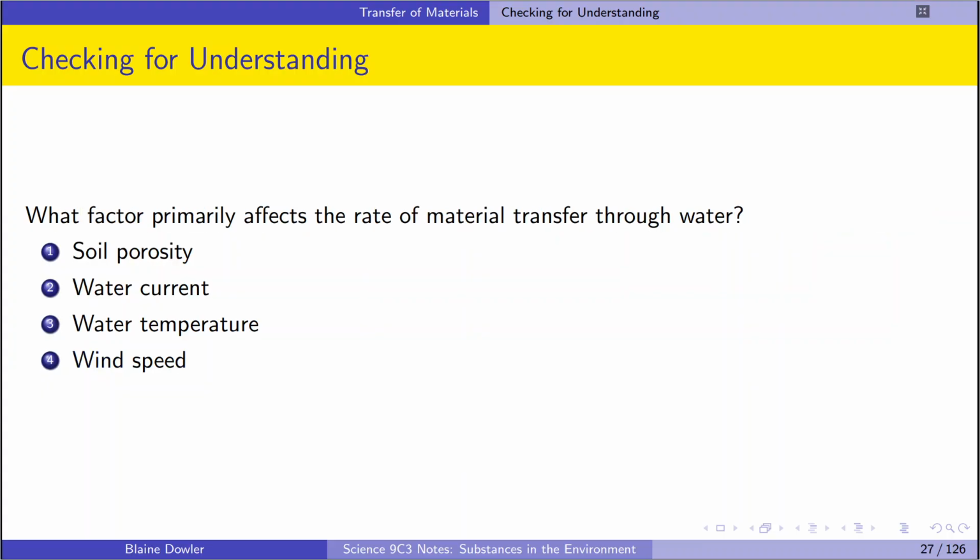What factor primarily affects the rate of material transfer through water? Soil porosity, water current, water temperature, or wind speed? Pause now if you need more time. Water current.